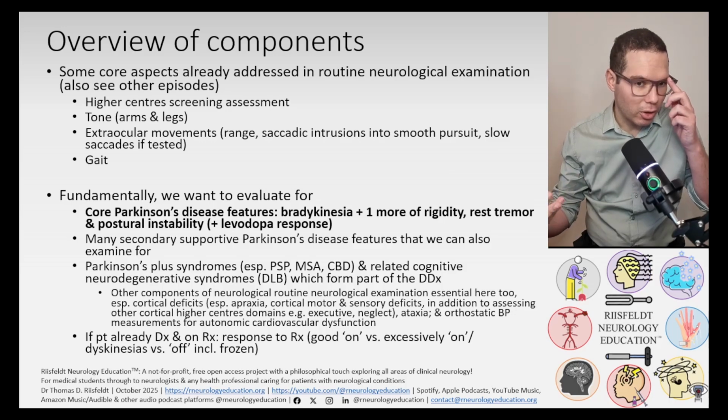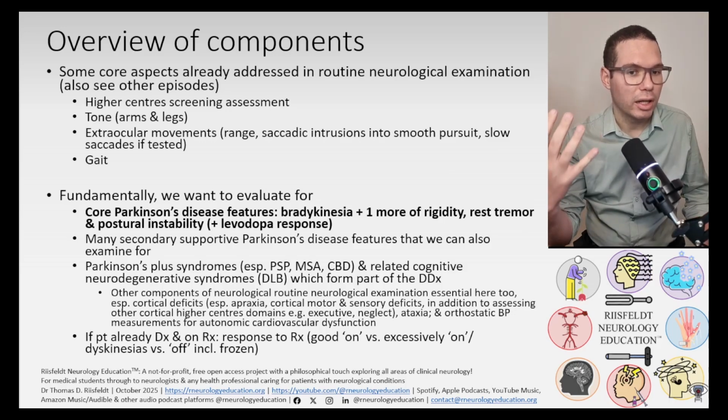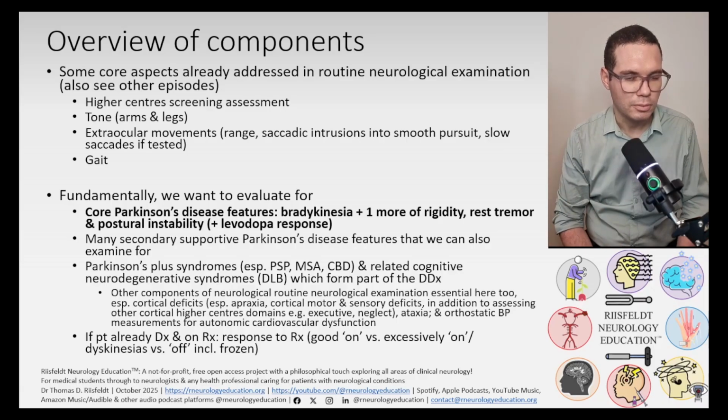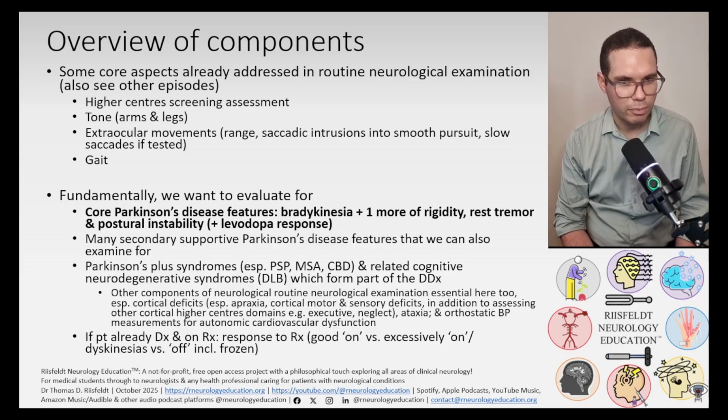Often as a fifth component, a positive levodopa response is also included in terms of the core diagnostic features for Parkinson's disease. In addition to these core criteria, there are many secondary supportive aspects of Parkinson's disease which are amenable to examination, so we'll be discussing those in this video.